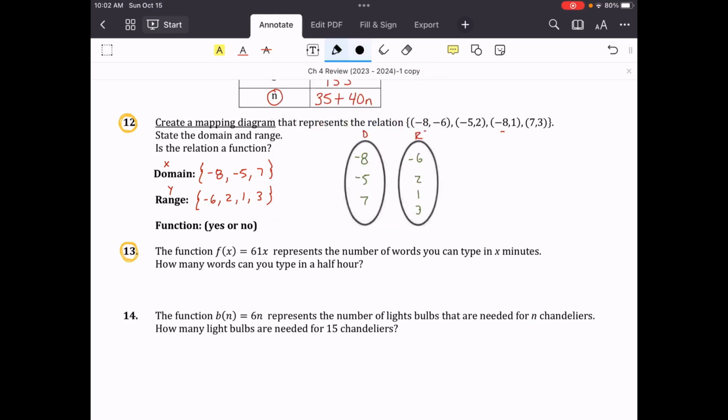So based on the ordered pairs, we know -8 goes to -6. We know -5 goes to 2. We know -8 also goes to 1. And we know that 7 goes to 3. So the question then arises, is this a function? Well, as we can see when we started off, our domain value of -8 was used twice. It has two different outputs or two different range values. We can also see from the mapping diagram, it has two lines coming from it. So this is not a function.